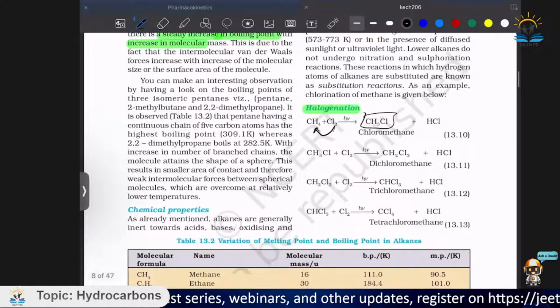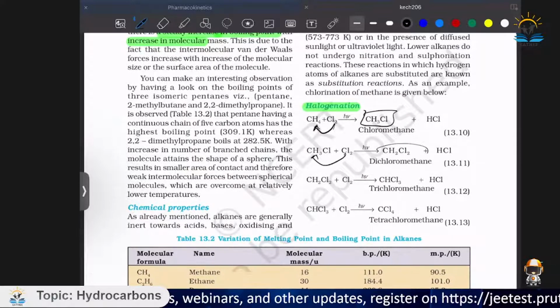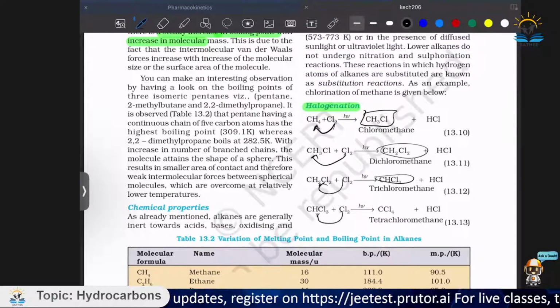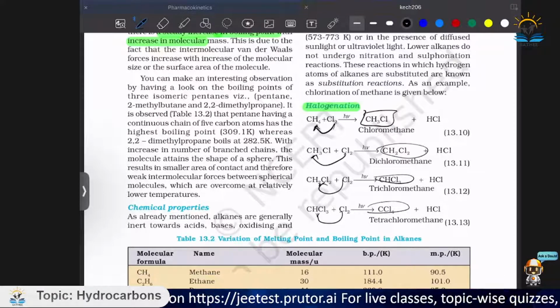One more hydrogen is removed, so you get this. Again, one more hydrogen is removed. Next, see, one more hydrogen is removed, and you get this. Just do that. They have given the mechanism.